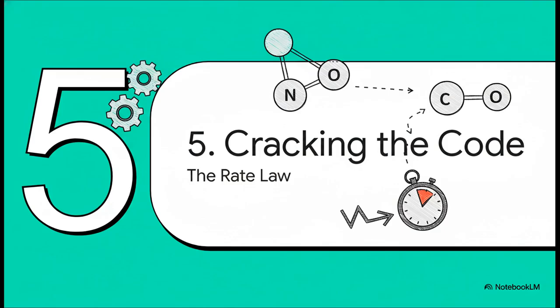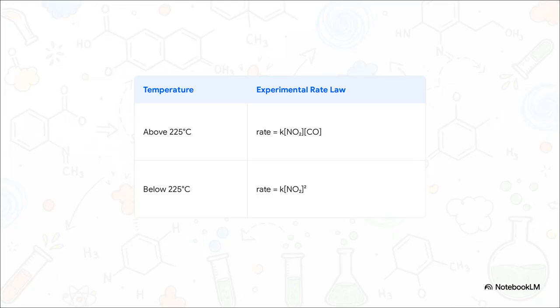So let's put on our detective hats and investigate the reaction between nitrogen dioxide and carbon monoxide. All right, here's the case file. Chemists ran the experiments and found something really weird. Check this out. Above 225 degrees Celsius, the reaction speed depends on both of the reactants. Makes sense. But below 225 degrees, the speed only depends on the nitrogen dioxide and it's squared. What? How can the same exact reaction have two totally different rate laws? There's only one explanation. The secret story, the mechanism, must be changing with temperature.